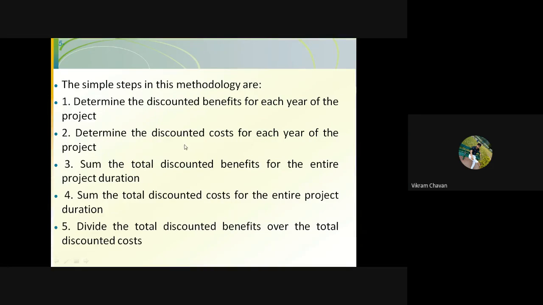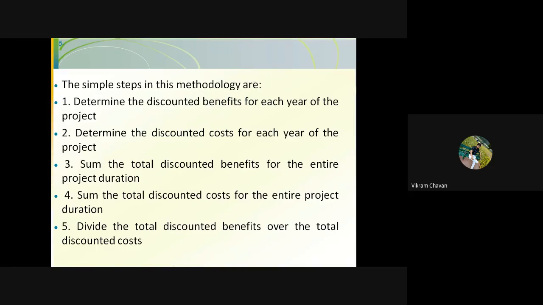If you are investing for multiple years, say you have invested 1 lakh this year, then 1 lakh in the next year, then 1 lakh in the third year, in that case also we have to apply the discount rate. We have to consider the discounted cost for that investment.